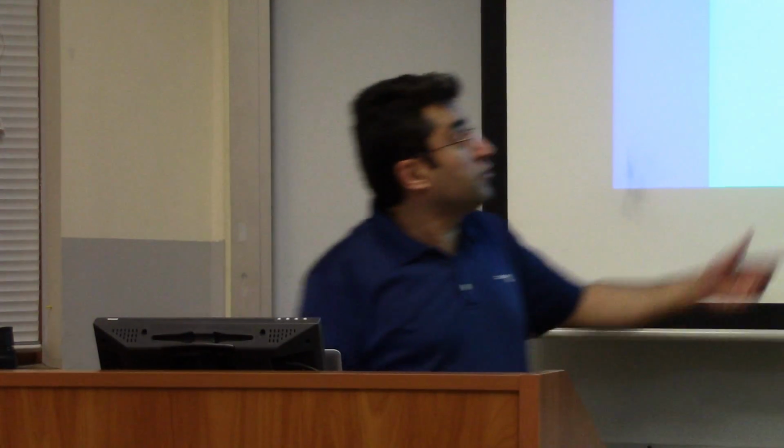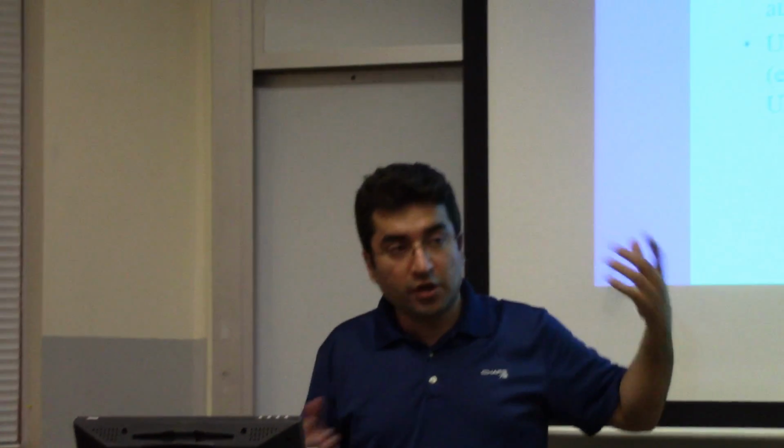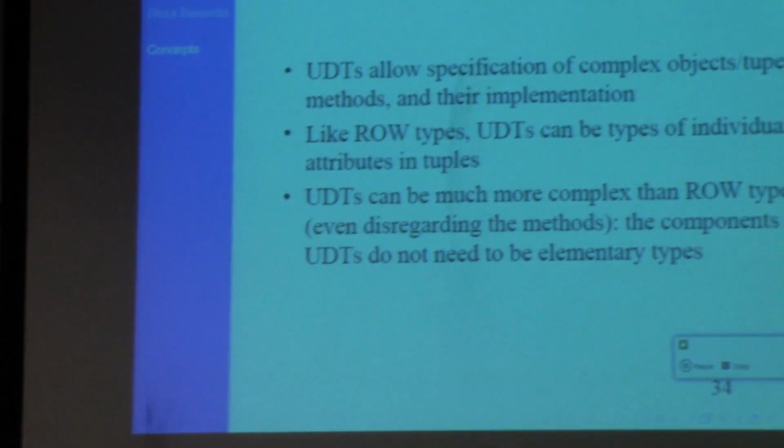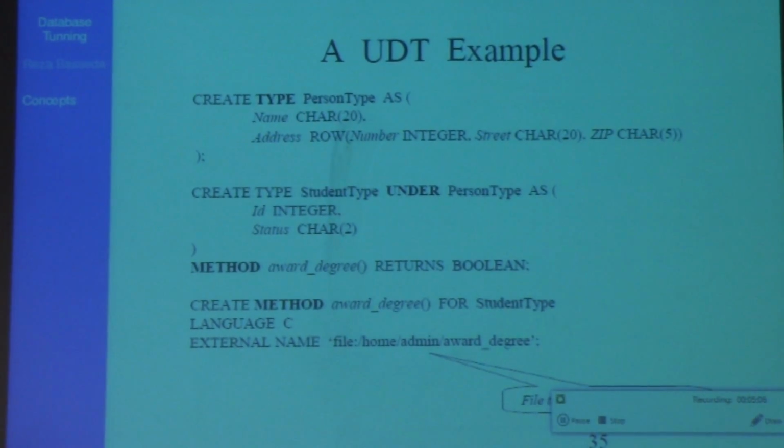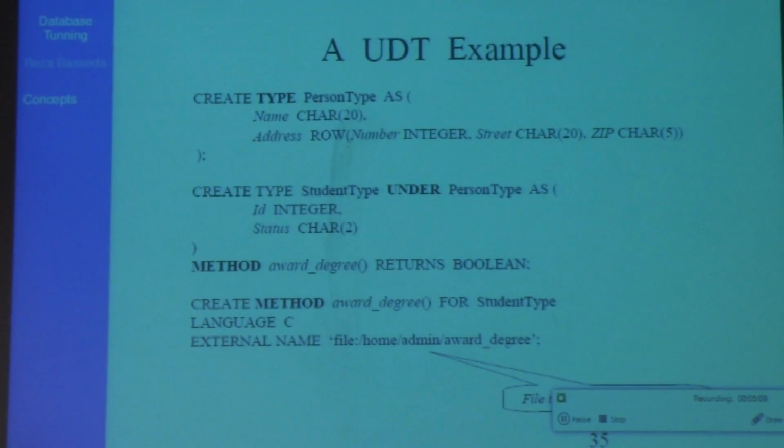In the relational database, you didn't have it, right? You cannot define a type of multiple attributes and then use it. But here you can. User-defined types can have components of non-primary data type. So here, finally, this is how you define types or classes.